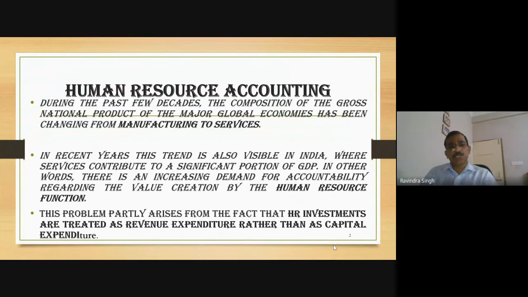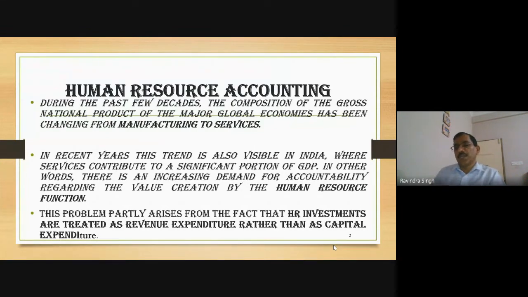So this change in the trend has changed the concepts of hiring human resources. In recent years, this trend is also visible in India, where services contribute a significant portion of GDP. In other words, there is an increasing demand for accountability regarding the value creation by the human resource functions. Say in the services sector, you will see there are saturation points.